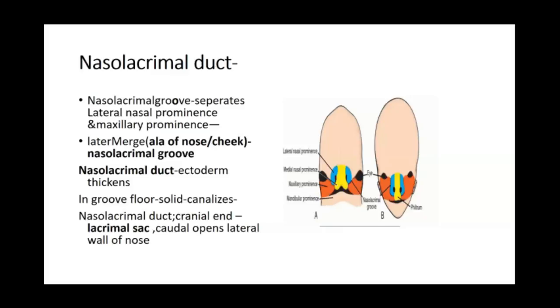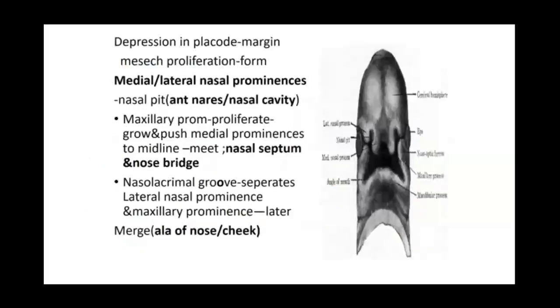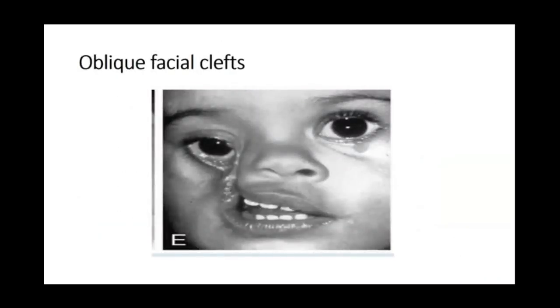And if this duct is open superiorly, it is going to give rise to what we call the oblique facial cleft, that is placed on one side, and this is where you have the exposure of your nasal groove.